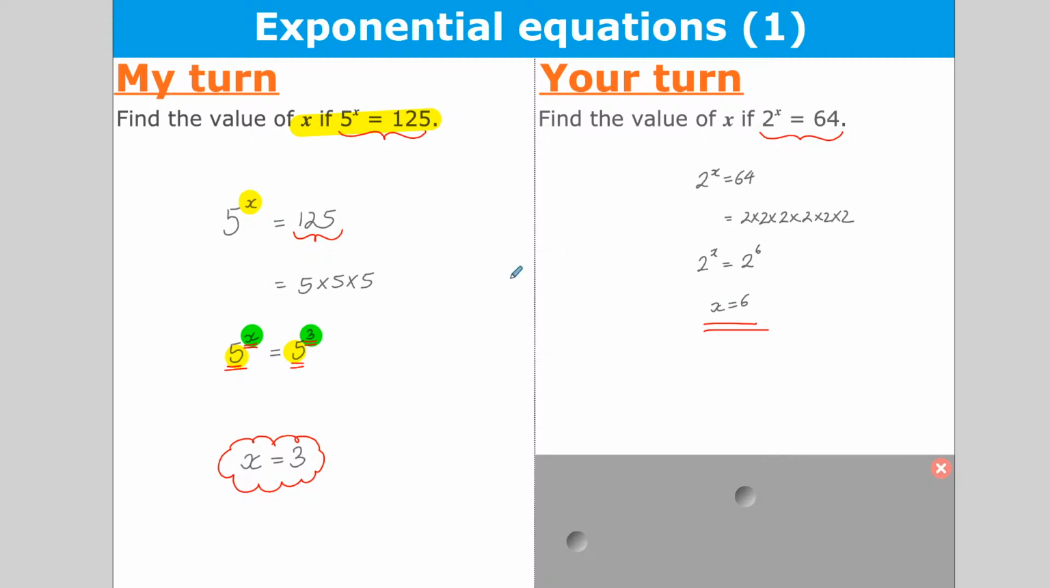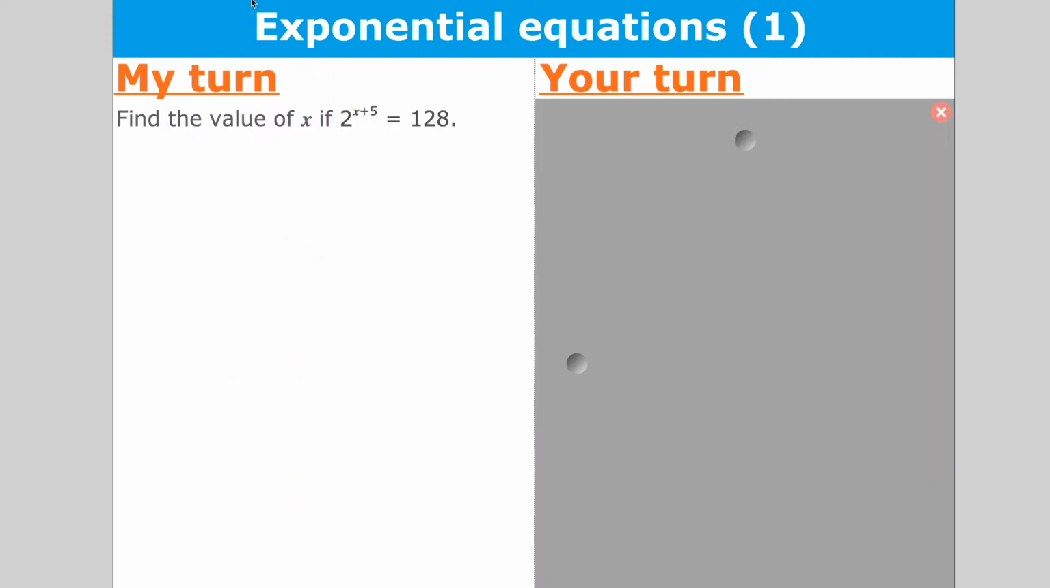Okay, now we're going to build it up. That was a nice, relatively easy first start. Let's just ramp it up one level. You know what I'm like. Mr Hegarty makes every question a little bit harder than the last. This one's only a little bit harder, not much. Here we go. Find the value of x if you know that 2 to the power of x plus 5 is 128. So our equation is 2 to the power of x plus 5 is equal to 128.